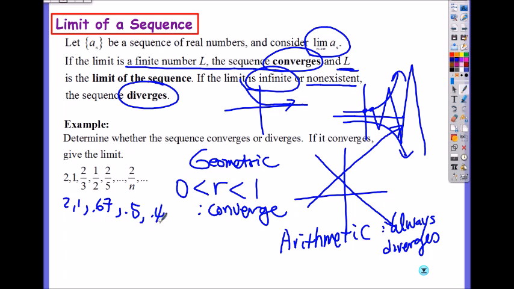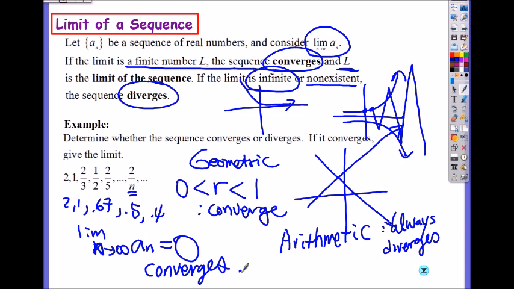Doesn't it get smaller and smaller? Would it ever become negative when n gets bigger? No. So that means what? It will have a limit as n approaches positive infinity. We can say a_n equals 0. It gets closer and closer to 0. So it means it converges. This is not arithmetic or geometric, but it converges, right?